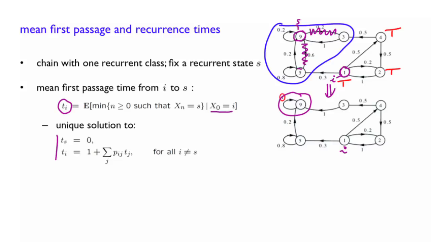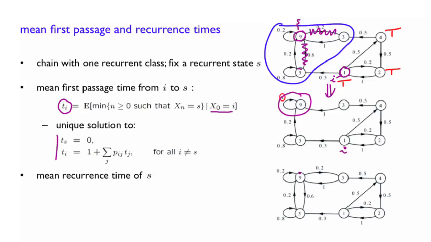Let us consider a related question, which we call the mean recurrence time of S. Here, let's go back to the original graph, and this is our state S. And now the question is the following. Given that you are in S, what is the amount of time it will take for the Markov chain to return to S for the first time? So for this question, the Markov chain is currently in 9, and you ask yourself, how long is it going to take once you leave 9 to return to 9?